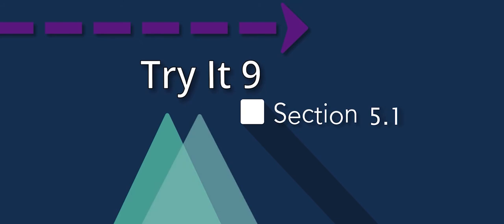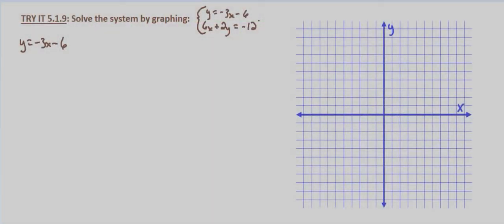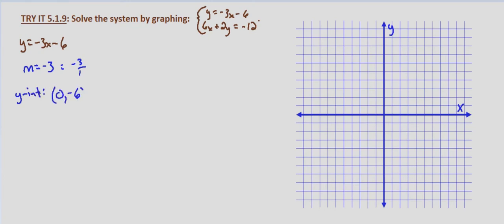Once again, we are being asked to solve a system of equations by graphing. We're given that the system is made up of the equations y equals negative 3x minus 6 and 6x plus 2y equals negative 12. So our first equation is already in slope-intercept form, y equals mx plus b. So our slope is negative 3, or negative 3 over 1, or 3 over negative 1. And our y-intercept is at (0, negative 6).